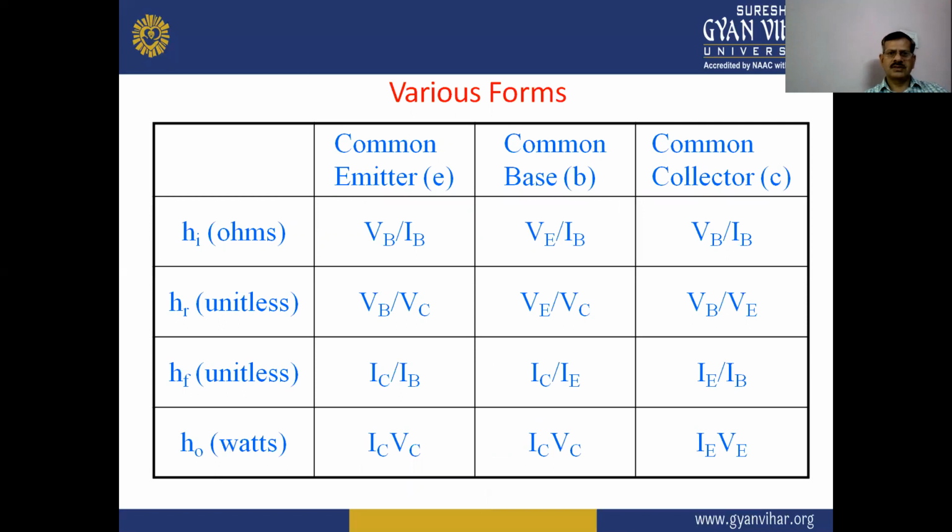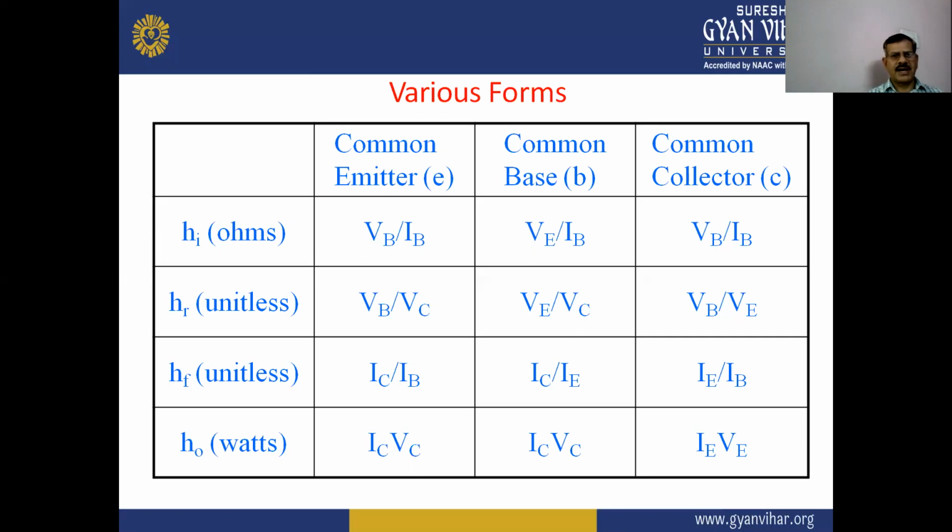Now there are various forms for common emitter, common base and common collector, and different values of the parameters in different configurations. So hi is the input impedance, measured in ohm, equal to Vb upon Ib in common emitter, equal to Ve upon Ie in common base, and hi also equal to Vb upon Ib in the common collector configuration.